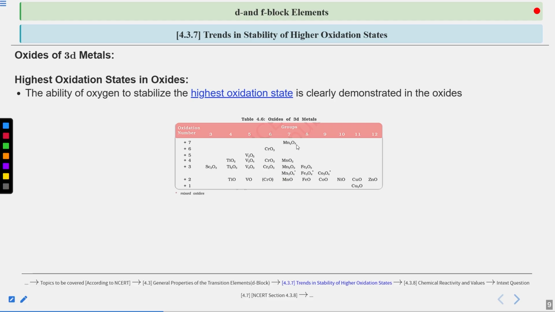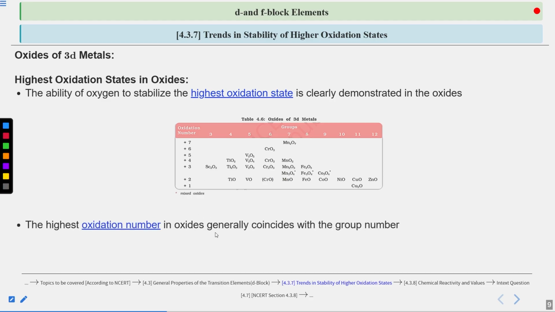Okay, so in the higher oxidation state, the oxygen is going to stabilize the compound. Like if you observe, the highest oxidation state of manganese is +7, and manganese is forming Mn2O7 in the +7 oxidation state, right? And it is the stable one. So the highest oxide that is stable for manganese is Mn2O7.